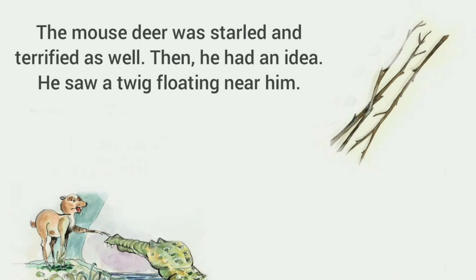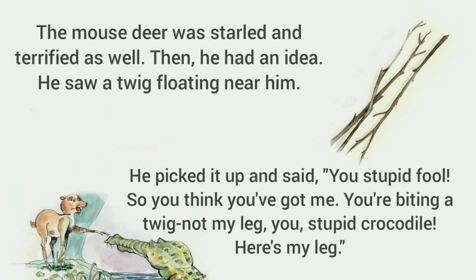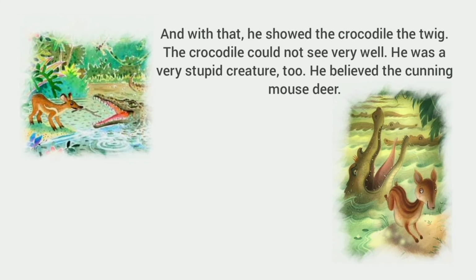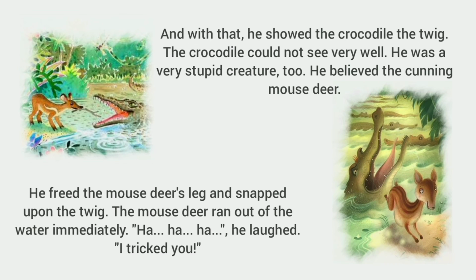Then he had an idea. He saw a twig floating near him. He picked it up and said, "You stupid fool, so you think you've got me? You are holding a twig, not my leg. You stupid crocodile, here is my leg." And with that, he showed the crocodile the twig. The crocodile could not see very well. He was a very stupid creature too. He believed the cunning mouse deer. He freed the mouse deer's leg and snapped open the twig. The mouse deer went out of the water immediately. Ha ha ha ha ha, he laughed. I tricked you.